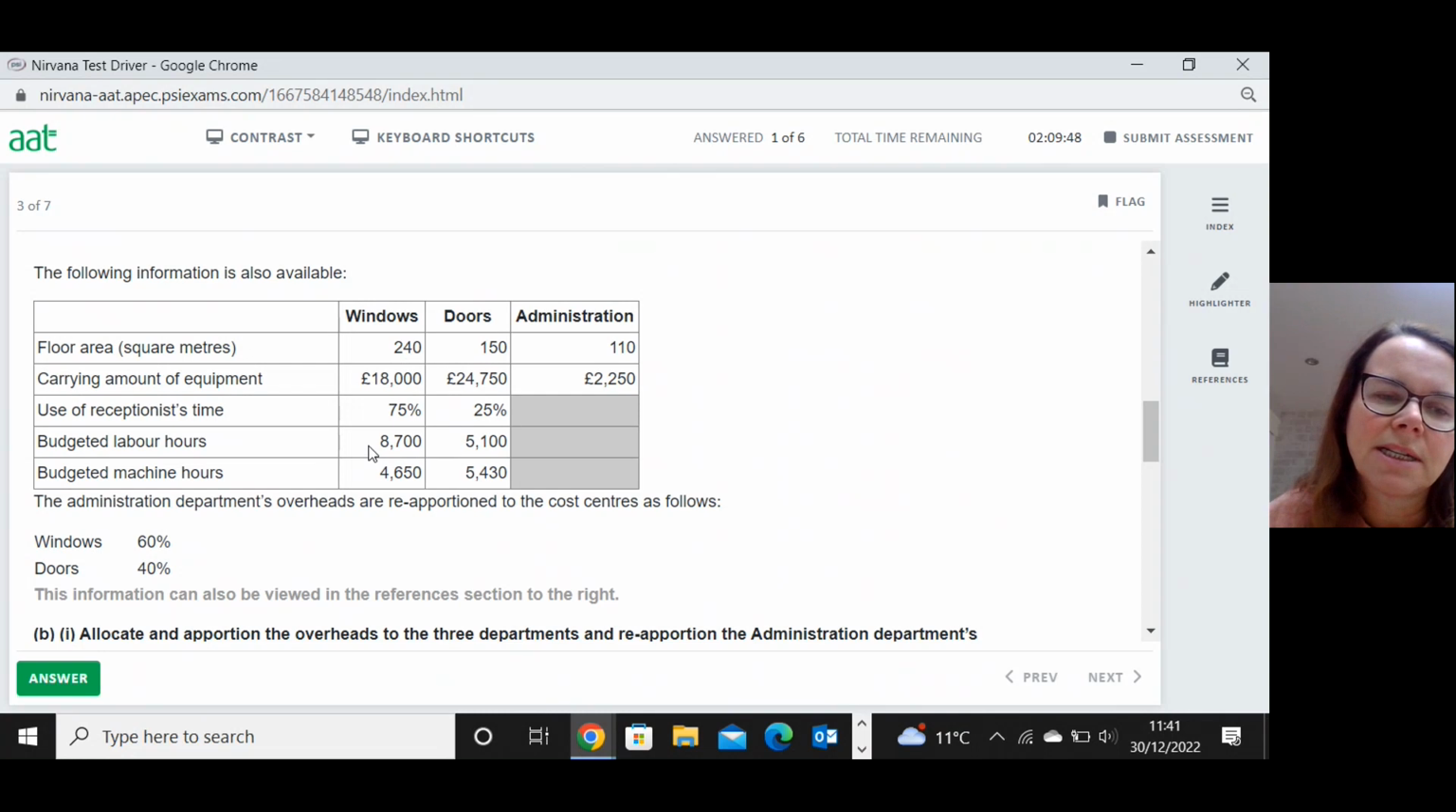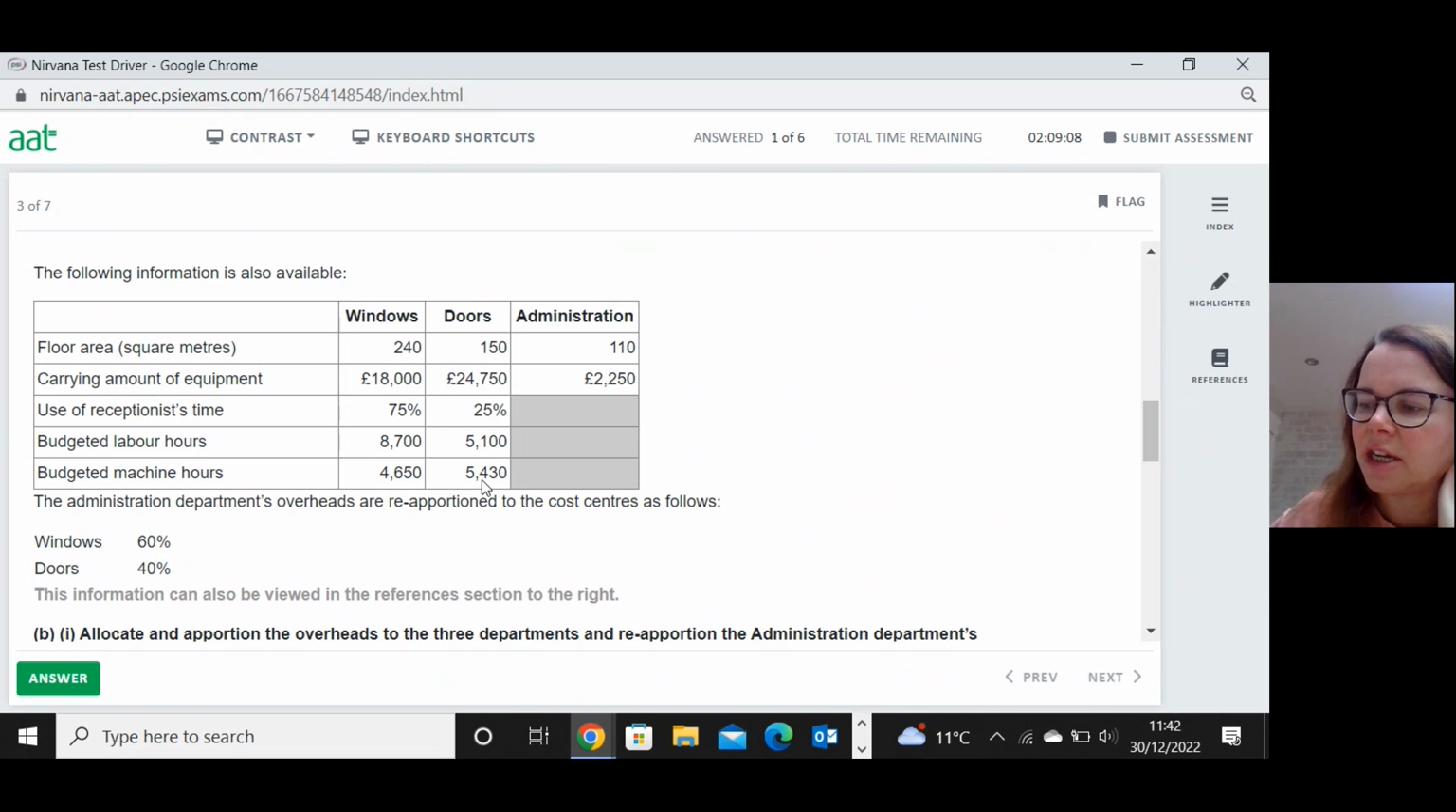So the way you decide which one is most appropriate is if you look at the windows, there's more labour hours than machine hours. So you select budgeted labour hours as your basis, right? That's what we're going to use to work out our overhead absorption rate. For the doors department, on the other hand, there's slightly more machine hours than labour hours. So therefore, this is more heavily automated, whereas Windows was more labour intensive, if you want to use the correct terminology. So for the doors, we're going to use machine hours to divide by.